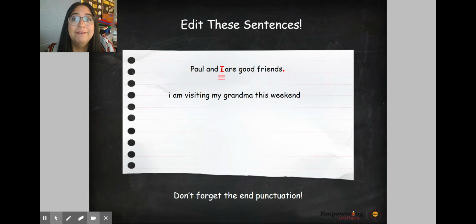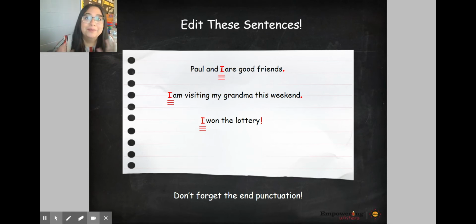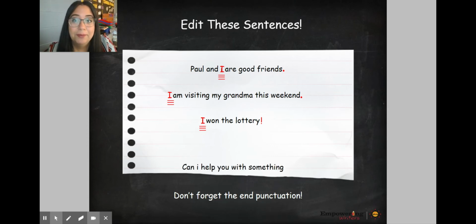The next one, I am visiting my grandma this weekend. That's a regular sentence, so that's a period at the end. But also we should notice that the letter I right here is not capitalized and it needs to be. So that would need to be fixed, and then you would add your period to the end. I won the lottery. Now notice how the letter I is lowercase. We need to change that to a capital letter. And if you won the lottery, you're not just going to say it, you're going to scream, you're going to exclaim it. I won the lottery! That's where that exclamation point comes in.